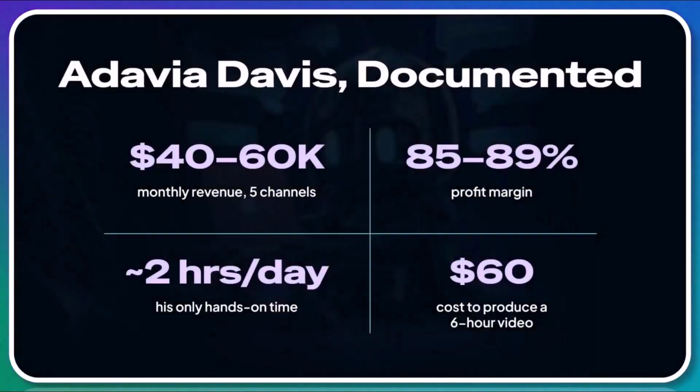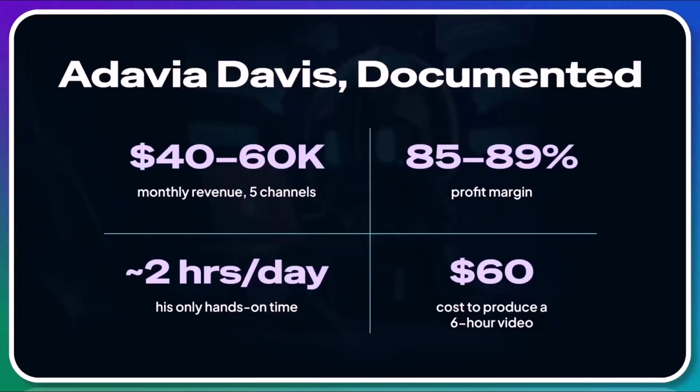So he was doing 40 to 60K a month in revenue from 5 channels. That's what he was producing. Profit margins were 85 to 89%. Why? Because his only costs were API costs, the AI usage costs that he would pay. And he was doing this 2 hours a day. If he was producing 6 hours worth of content, it would cost him $60 altogether. But because of how much Google would pay him through YouTube, it was a lot of money.